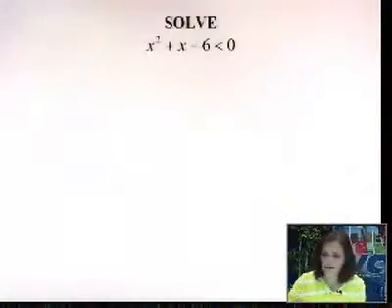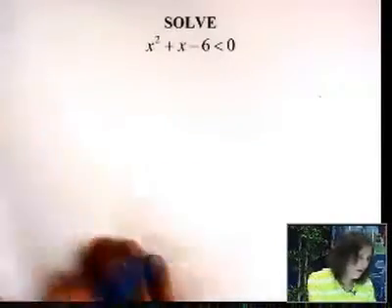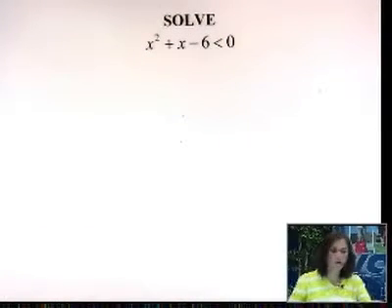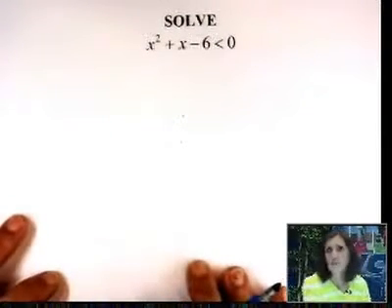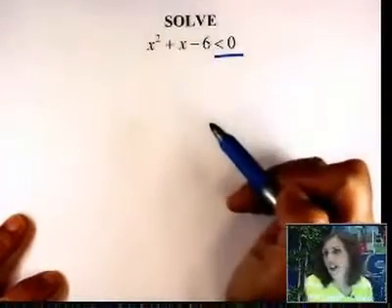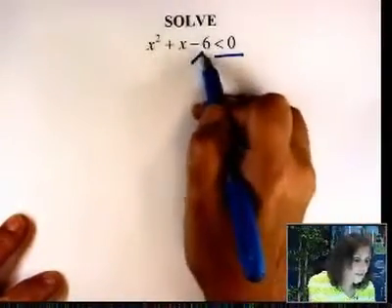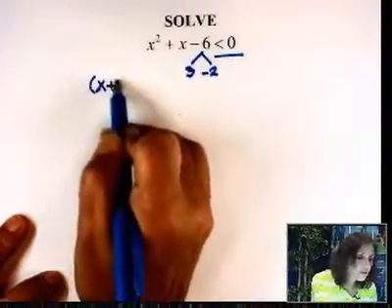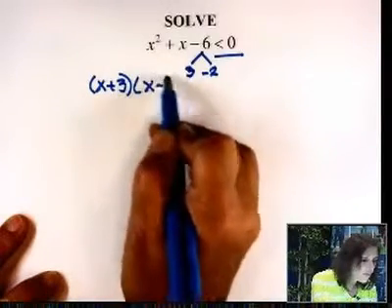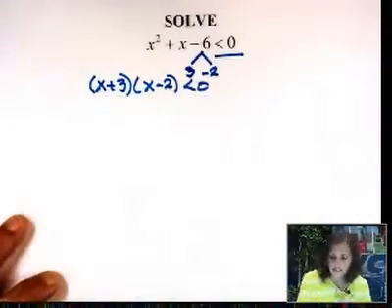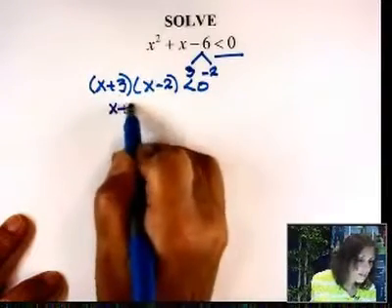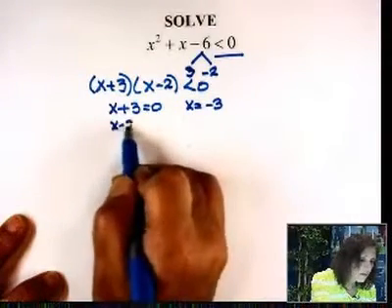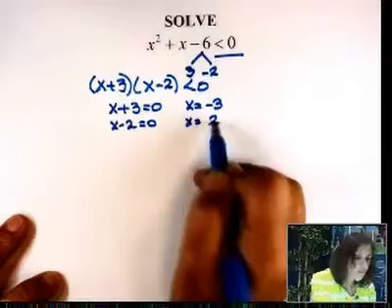So I'll just do that. Here's a question. Solve. What was the procedure? You have a 0 on one side. All I have to do is just factor. This one factors as x plus 3, x minus 2. All right? Set each factor to 0. x plus 3 equals 0, x equals negative 3. x minus 2 equals 0, that means x equals 2.